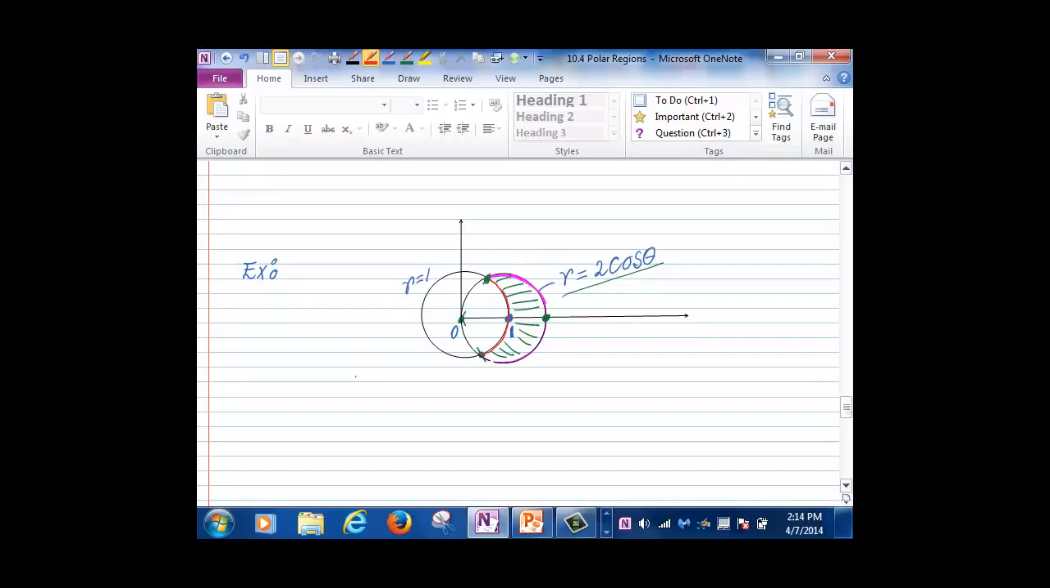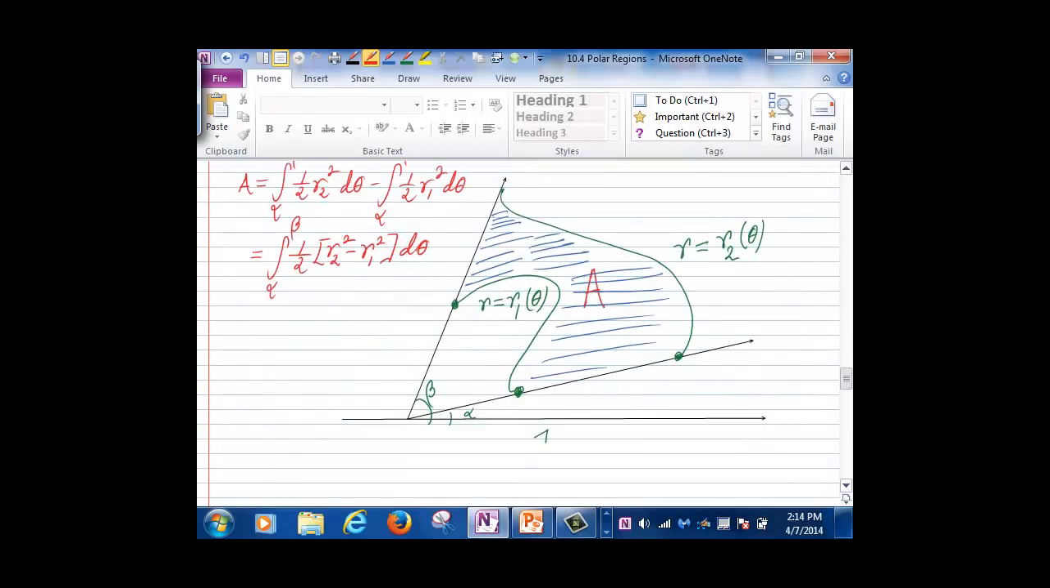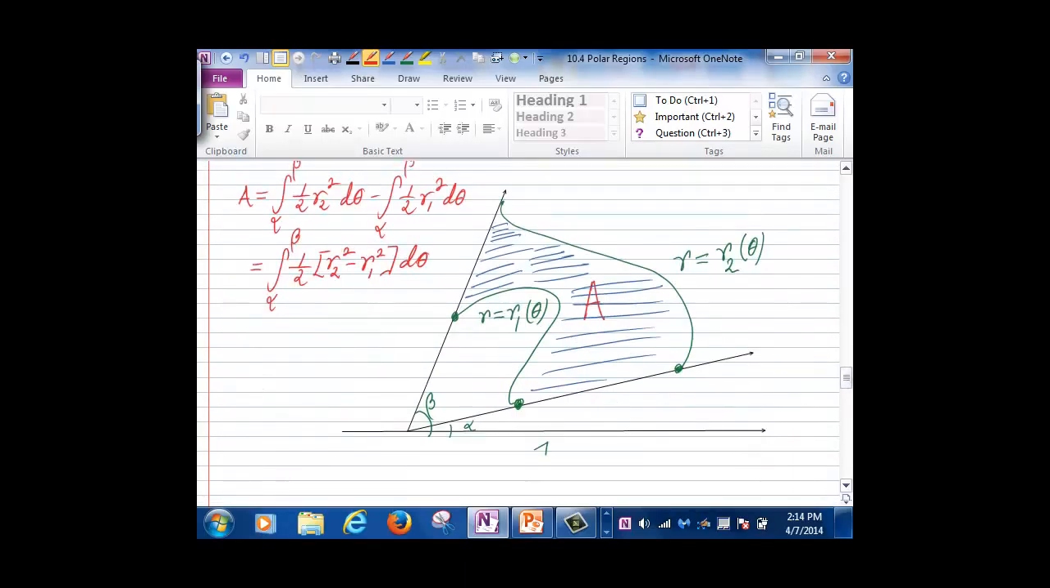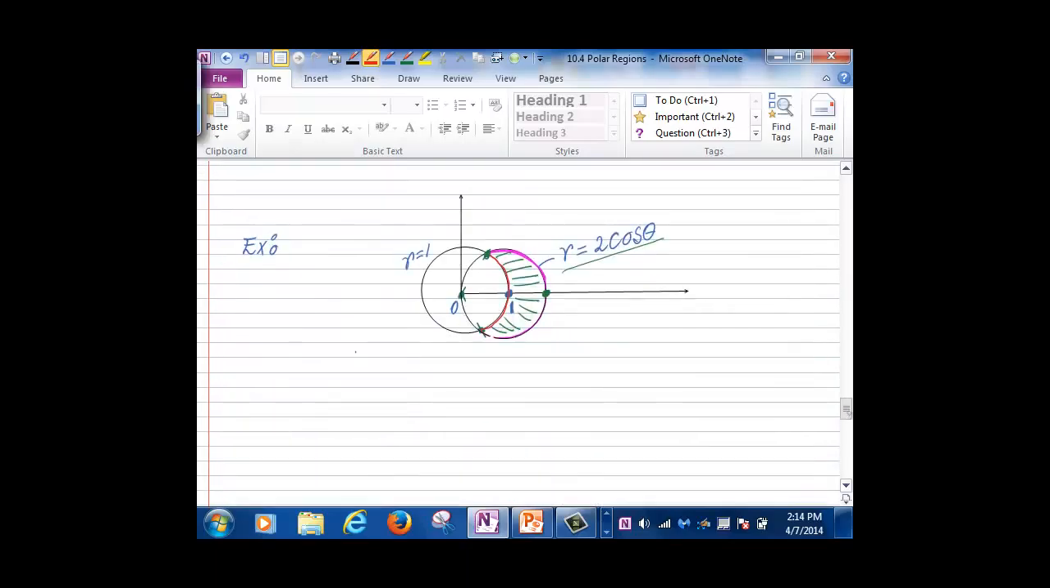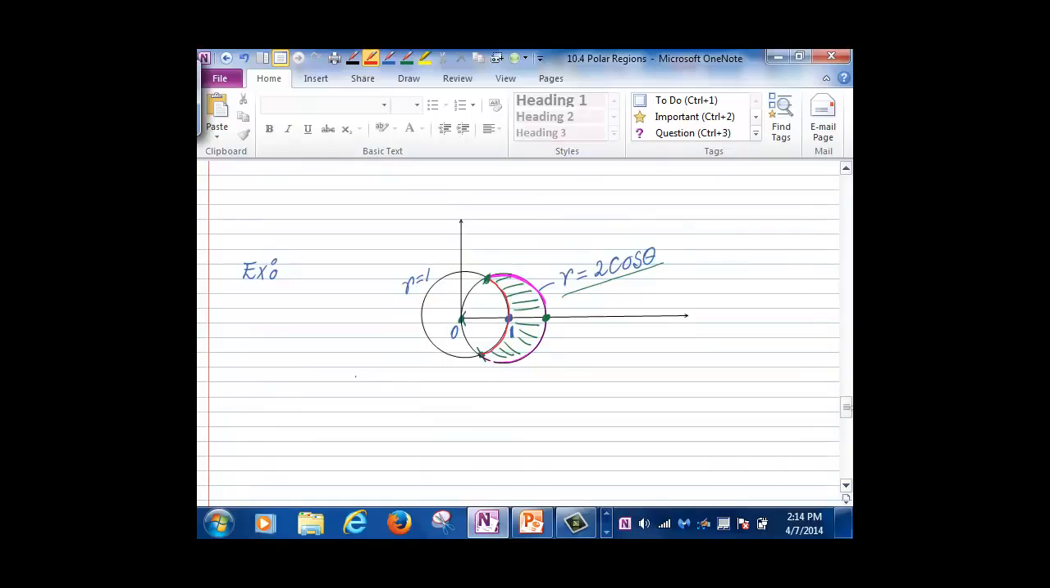In order to find areas, we have to have a region like this. What's the region? It's bounded by two rays and bounded by two curves, right? It's clear what the two curves are, but what are the rays? What are the other rays? How do you find the rays in this case?